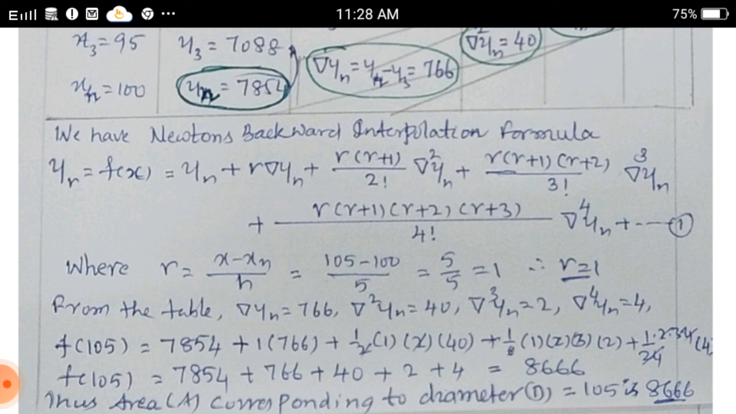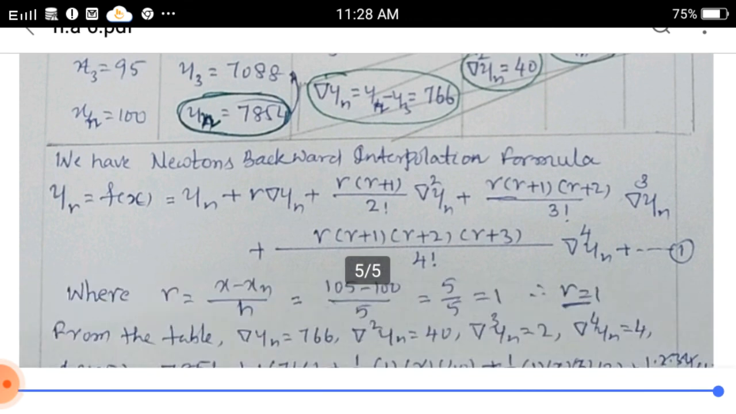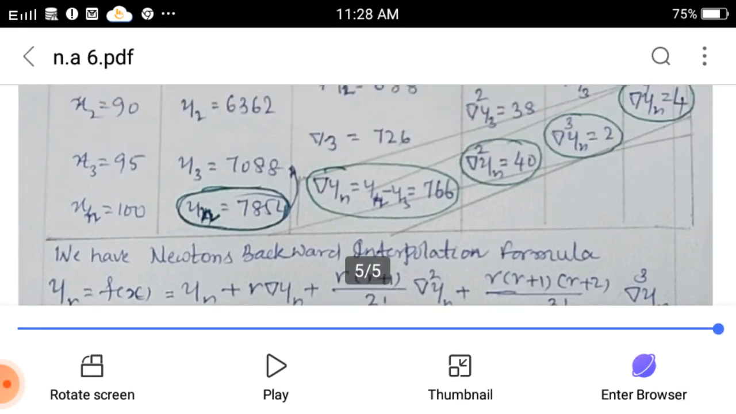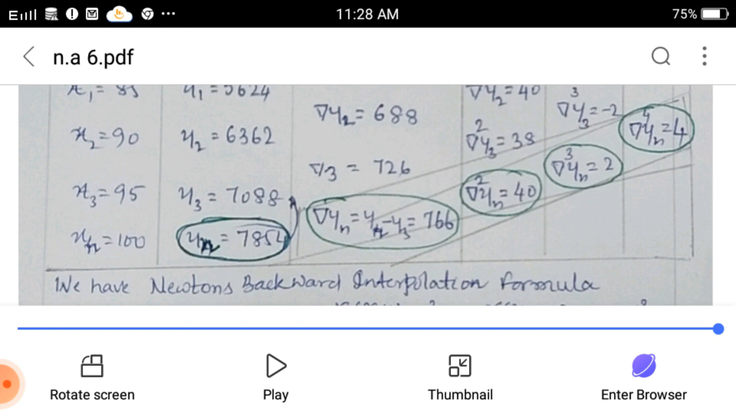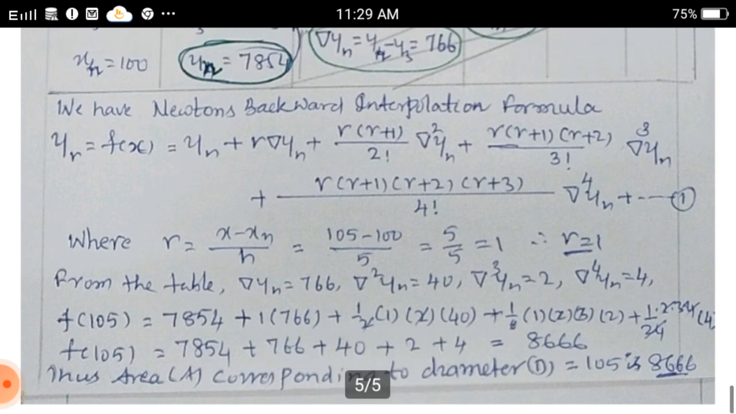Substitute these values. So r is equal to 1, yn is equal to 7854, del yn is 766, del square yn is equal to 40, del cube yn is equal to 2, del to the power of 4 yn is equal to 4. Substitute all this in the above formula 1, Newton's backward interpolation formula.